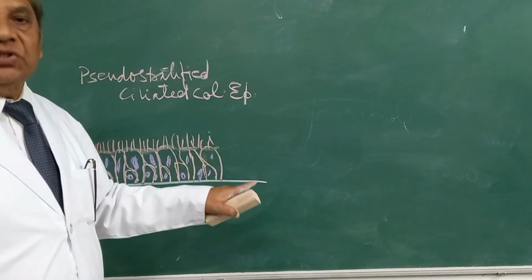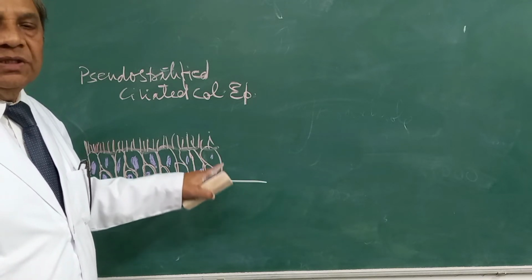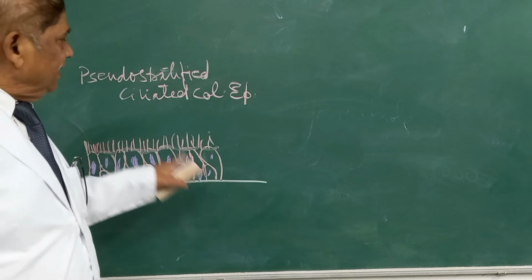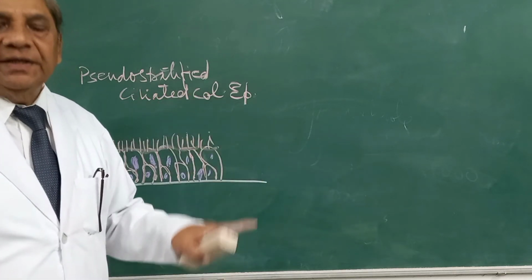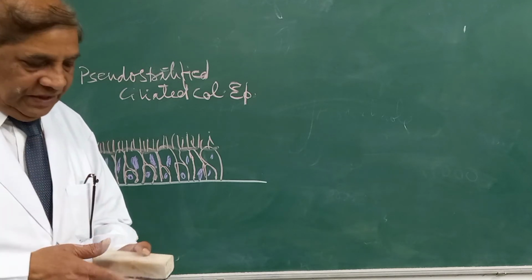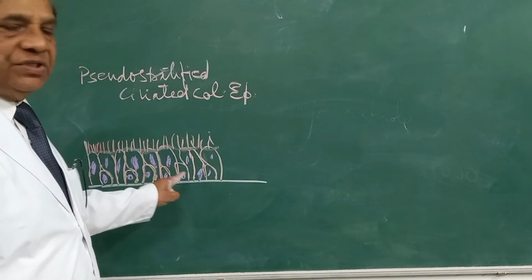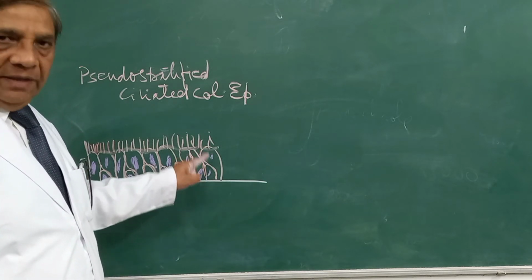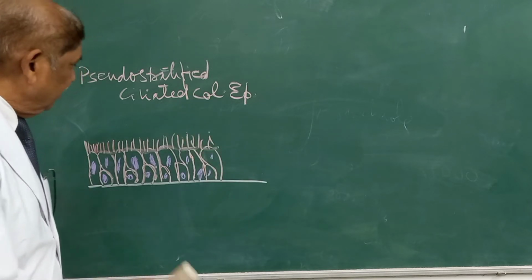If suppose there is no cilia, say it is lining the male urethra or the duct of a gland, then you can say it is non-ciliated pseudostratified columnar epithelium. So these are the two various sites where this epithelium is found: pseudostratified ciliated or pseudostratified non-ciliated columnar epithelium.